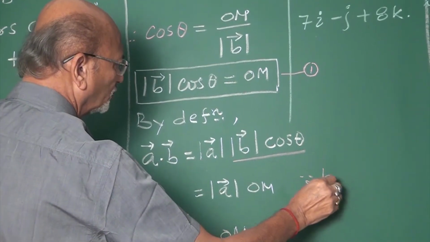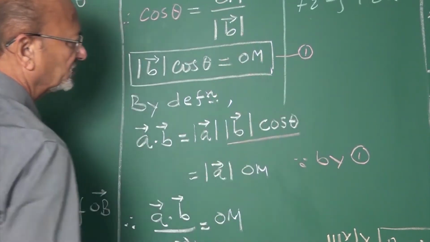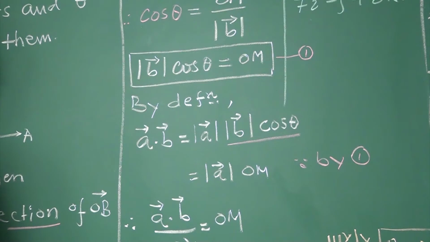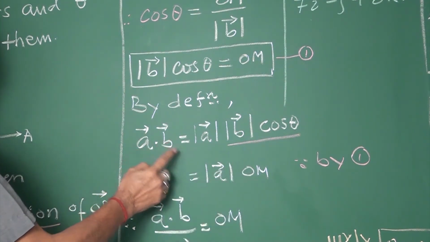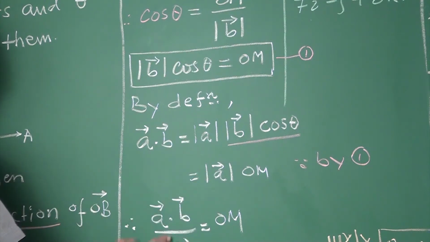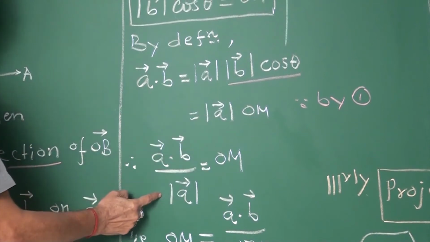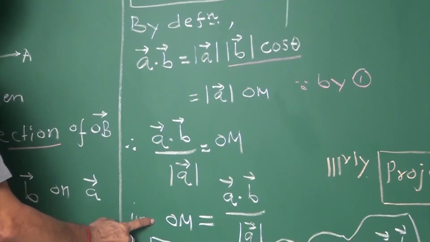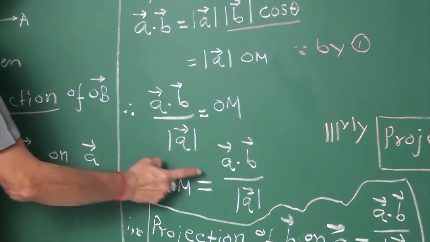This magnitude of B into cos theta is OM. Why? Because by this. Now you solve for OM. This OM is equal to A dot B upon magnitude of A.